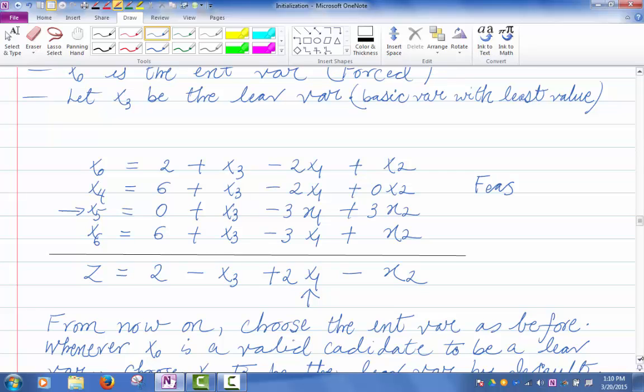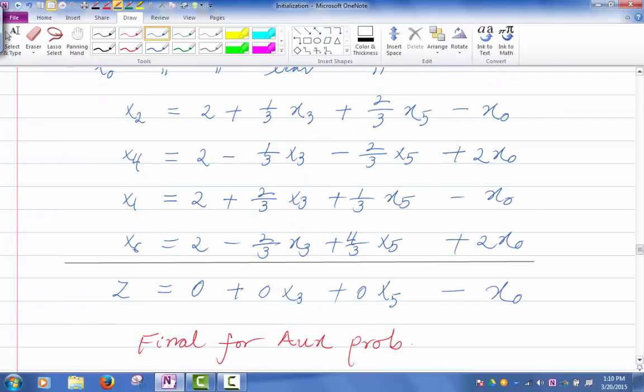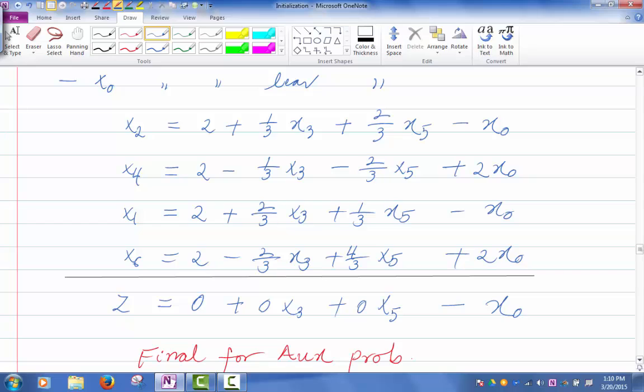Right? So we did that, and we came to a dictionary here where in this dictionary x0 became non-basic. x0 became non-basic, and then we know that we got the final dictionary for the auxiliary problem. So what's the optimal value for the auxiliary problem? The optimal value for the auxiliary problem is 0. x0 is 0. Remember, you were trying to minimize x0 or maximize negative x0, and we see that x0 is 0, so that's the minimum value.